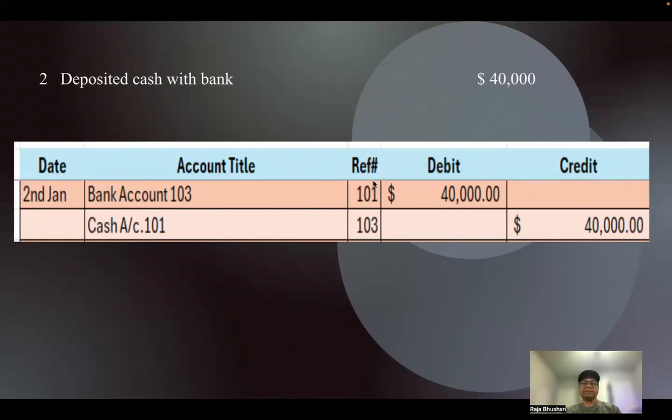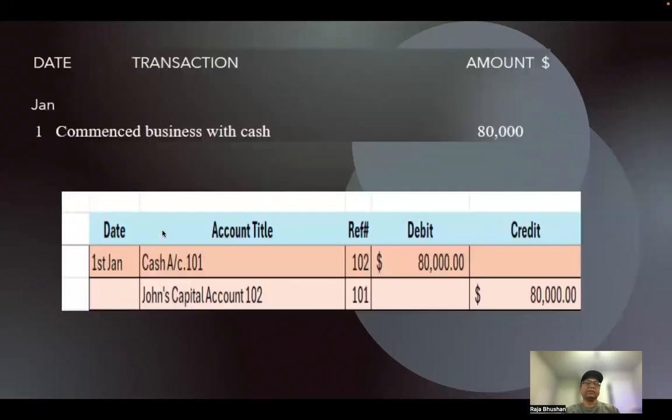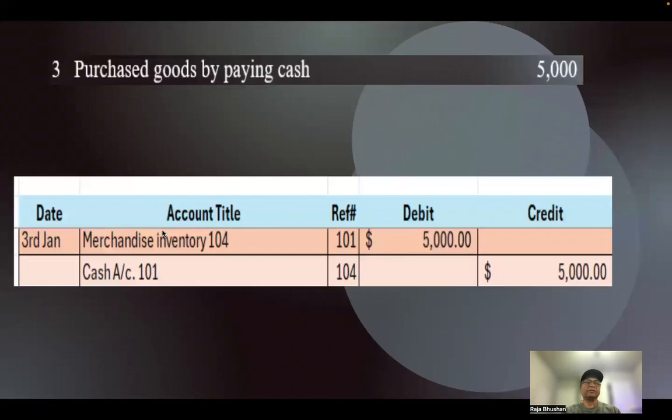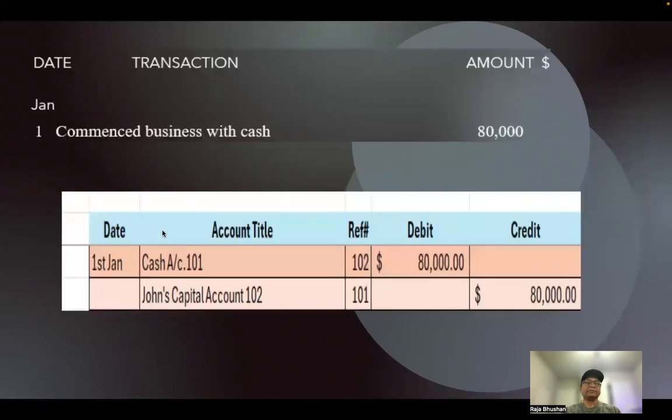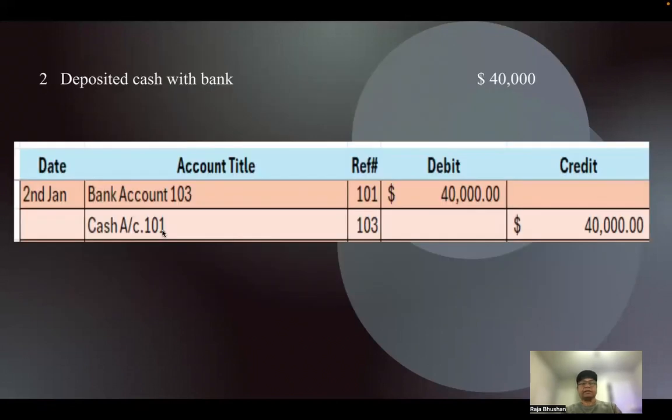Again, the reference for the cash account, as you saw in the previous video, was 101, right? So similarly here we are going to record 101 against the bank account, meaning that it belongs to cash.